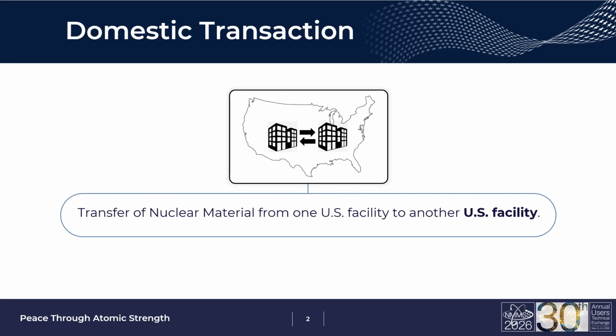In the prior module, we reviewed the alphabet for NEMIS relating to nuclear material transactions. Let's now take a look at specific types of transactions reported, beginning with domestic type transactions. Domestic transactions involve the transfer of nuclear material from one U.S. facility to another U.S. facility.